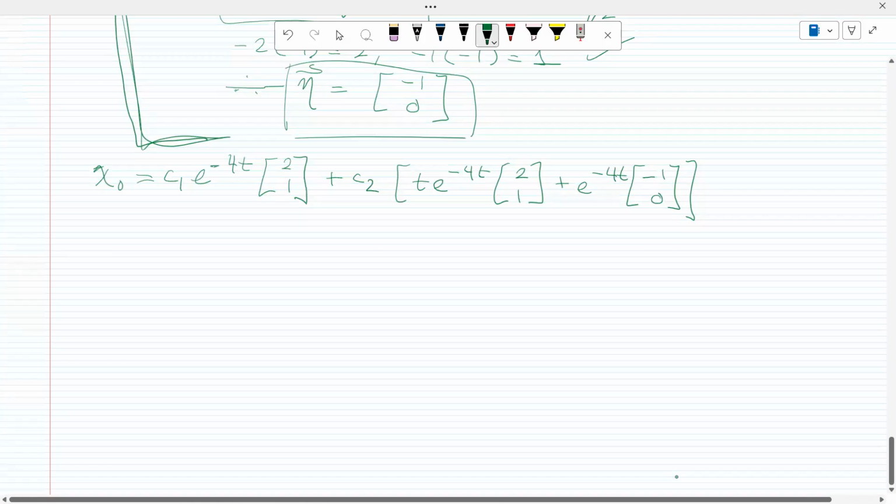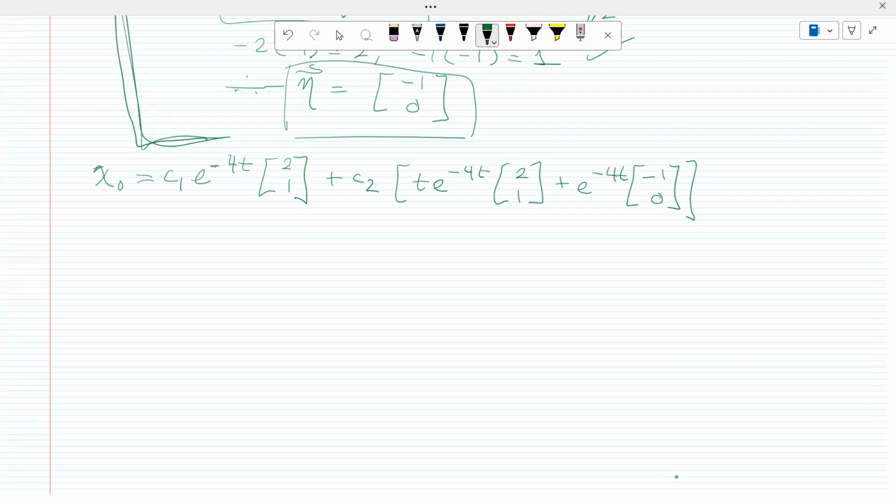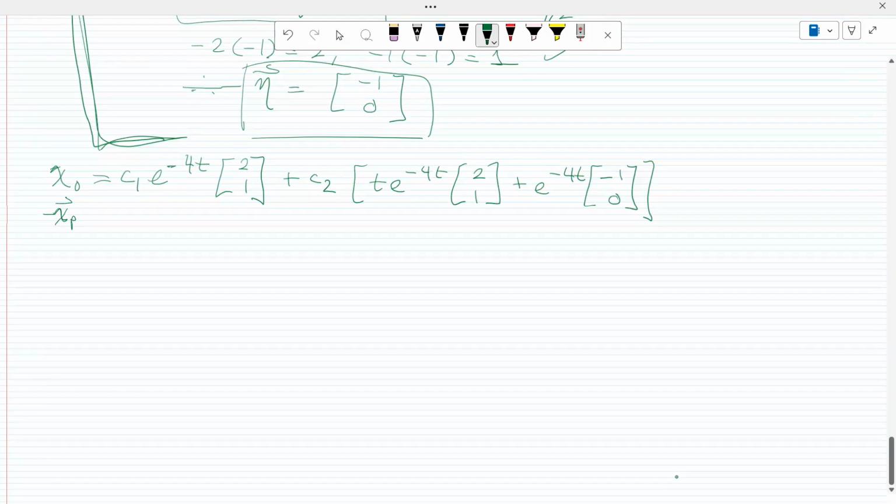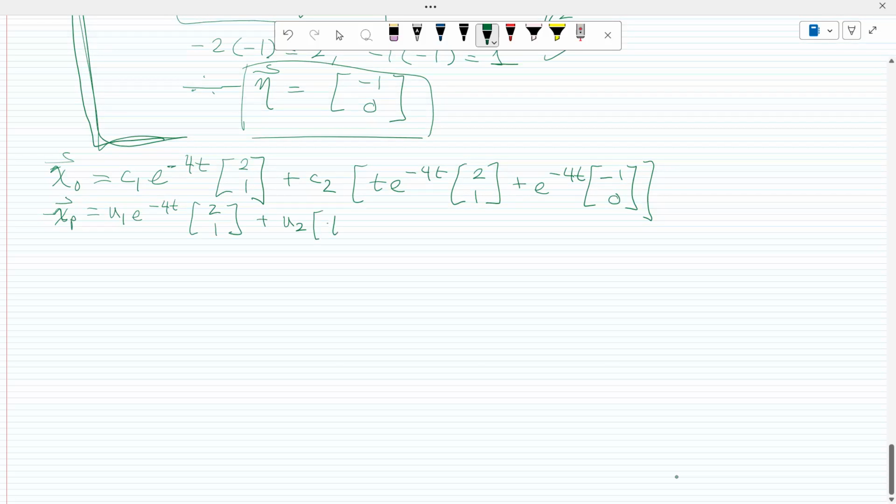So just like before, we guess that our particular solution will be equal to u1 e to the negative 4t (2, 1) plus u2 t e to the negative 4t (2, 1) plus e to the negative 4t (-1, 0).